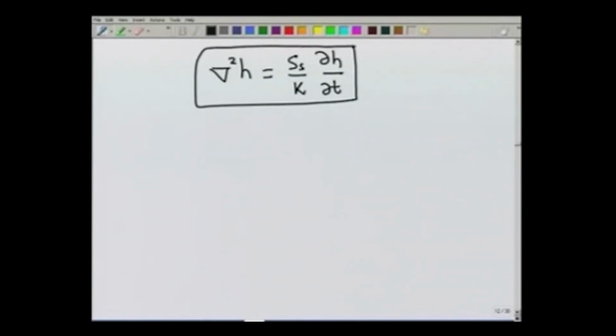This equation represents, we have made some assumptions. So, I will write them here. First assumption is that it is a confined aquifer. Second assumption which we have made is that the aquifer is isotropic. That is why we have here only k, otherwise we will have kx, ky, kz, 3 different terms which will be included in this.